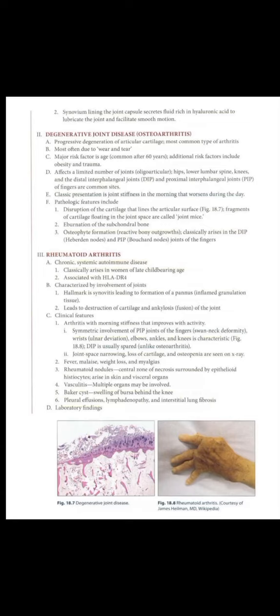Number 2. Degenerative joint disease. Osteoarthritis. Progressive degeneration of articular cartilage, the most common type of arthritis, most often due to wear and tear. A major risk factor is age, common after 60 years. Additional risk factors include obesity and trauma.